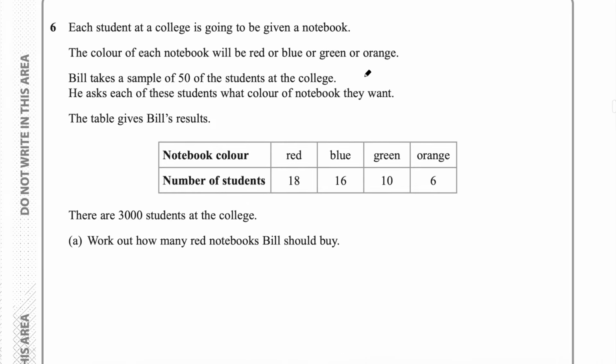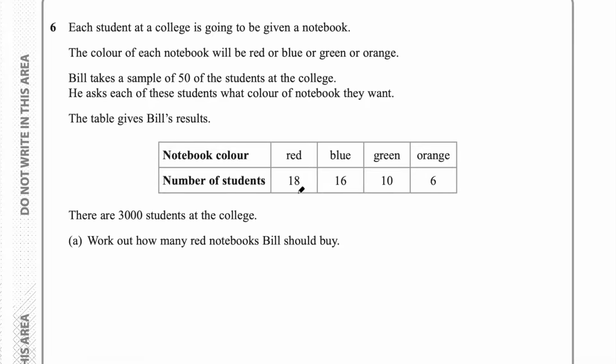Question 6 says each student at a college is going to be given a notebook. The color of each notebook will be red or blue or green or orange. Bill takes a sample of 50 of the students at the college. He asks each of these students what color of notebook they want. The table gives Bill's results. So we have 18 red, 16 blue, 10 green, and 6 orange. There are 3,000 students at the college. Work out how many red notebooks Bill should buy for part A.